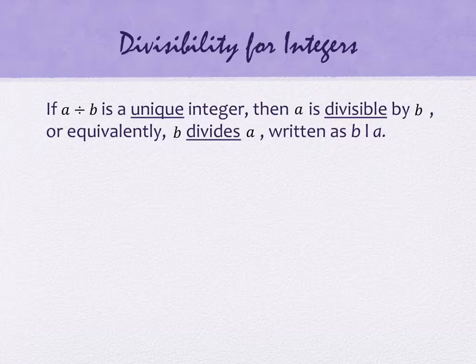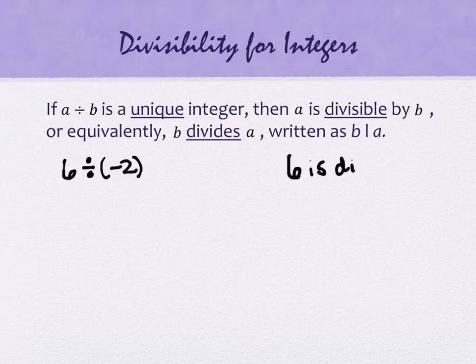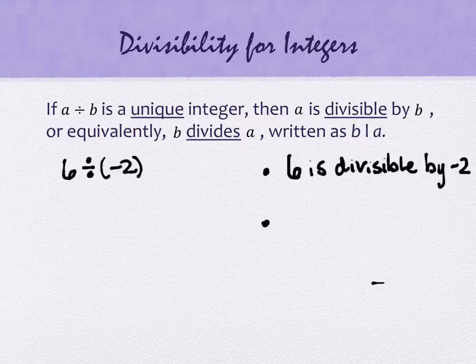So again, I'll just use my 6 and my 2 from the previous screen. So 6 divided by negative 2 is a unique integer, correct? It's negative 3. Then we would say that a, 6, is divisible by negative 2. And we could say, these are different statements that are all equivalent, negative 2 divides 6.